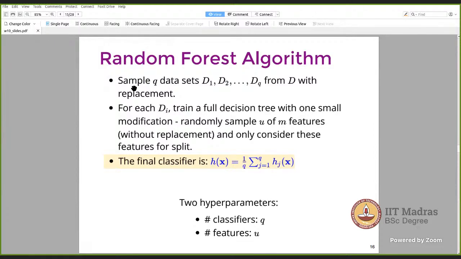We create a few data sets as before, that is, the bootstraps that we have created. For each of these we train a full decision tree with one small modification, that is, randomly sample u of m features without replacement. That's the thing that we were talking about, and it's the only difference that random forests bring in. The prediction is done the same way, just like we spoke about in bagging. So that's the same. Now, two hyperparameters.